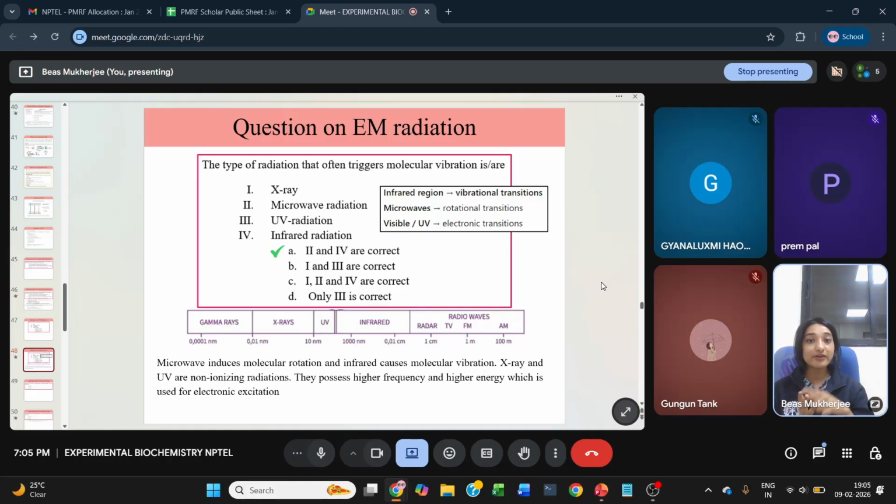Besides this, microwaves induce rotational transitions. But UV visible rays actually induce electronic transitions. Microwave induces molecular rotation and infrared causes molecular vibration. X-ray and UV are non-ionizing radiations. They possess higher frequency and higher energy, which is used for electronic excitation only. Okay.